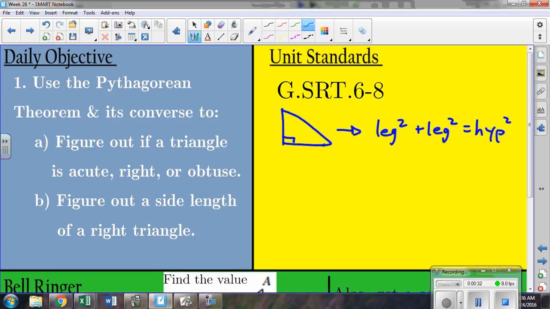Our focus in this video is the converse. What if you don't know if it's a right triangle? You have a triangle, you have three sides. Do those three sides make a 90-degree angle or not? And if they don't make a 90-degree angle, what kind of triangle do they make? Do they make an acute triangle? Do they make a right triangle? Do they make an obtuse triangle?